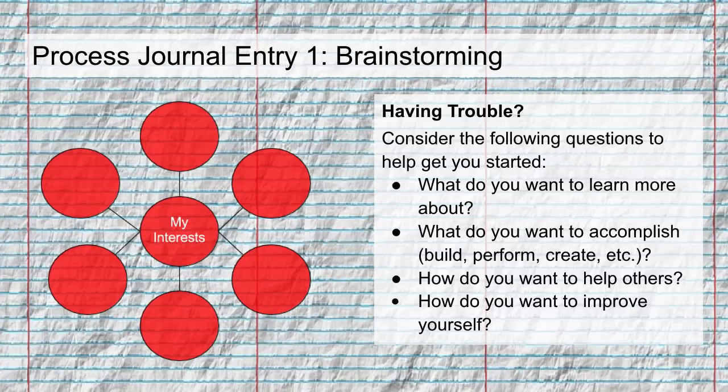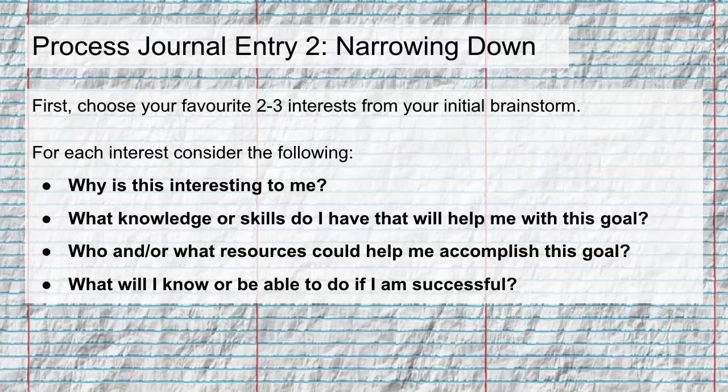Once you've got your little brainstorm or mind map plugged in with a bunch of different ideas, now you can start to narrow down a couple of your favorite interests. And there's some different ways you can do this. Again, you might just know, or you might want some support, in which case I've got a couple of questions here that you can consider.